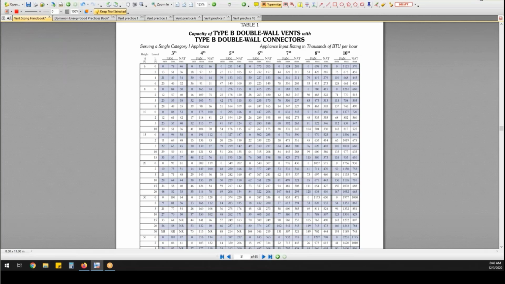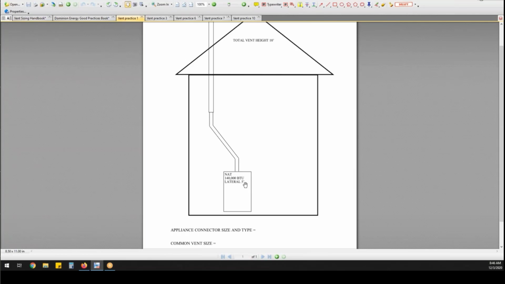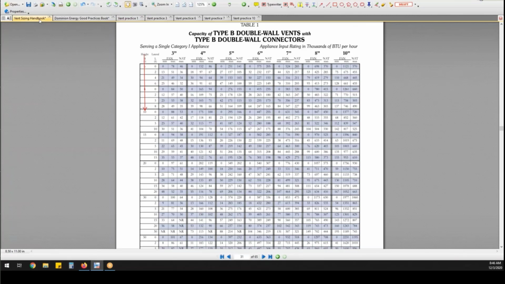And then let's see if we could save a little bit of money and change this connector to single wall. So what I do is I start with my height. So what was my height? 10 feet, right? So I come down the chart. I have a single category 1 appliance. I start with my height. I come down the chart and I find my 10-foot height. Now we have a lateral run of 5 feet. So I'm going to go back over to my book. Notice over here, lateral. And it gives me some numbers here to work with. Oh, look, 5 feet is right in there. That makes it easy. So I've got 10 feet with a lateral of 5 feet.